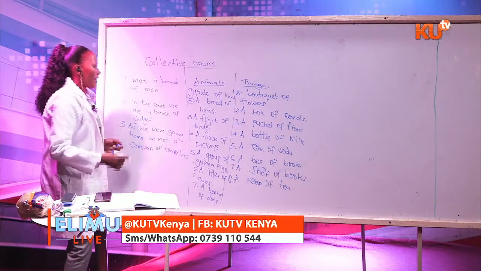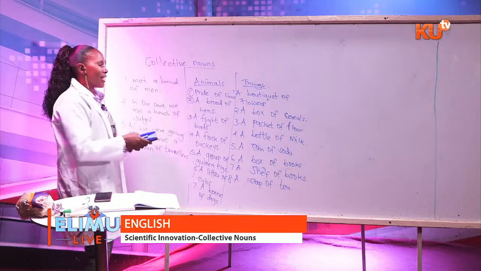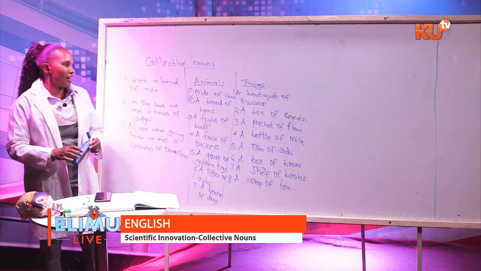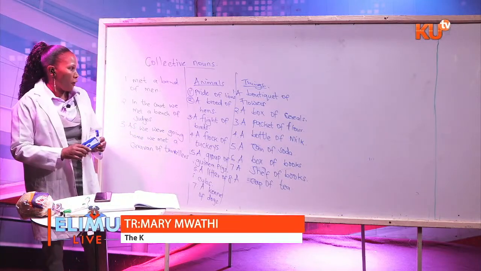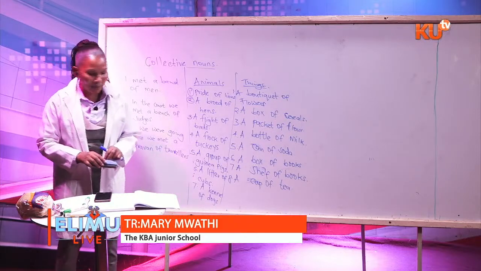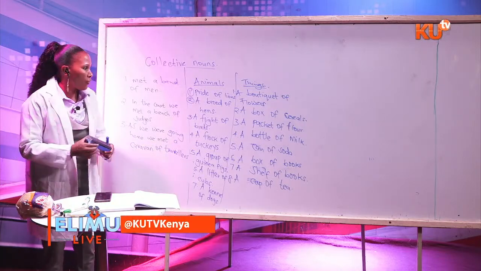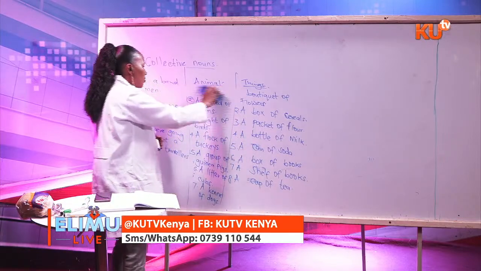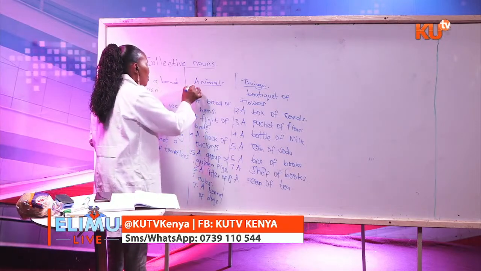We met a caravan of travelers. Let's continue. As we group animals, we can construct sentences using the collective nouns given. A pride of lions. We can say, in the Nairobi National Park, we saw a pride of lions.